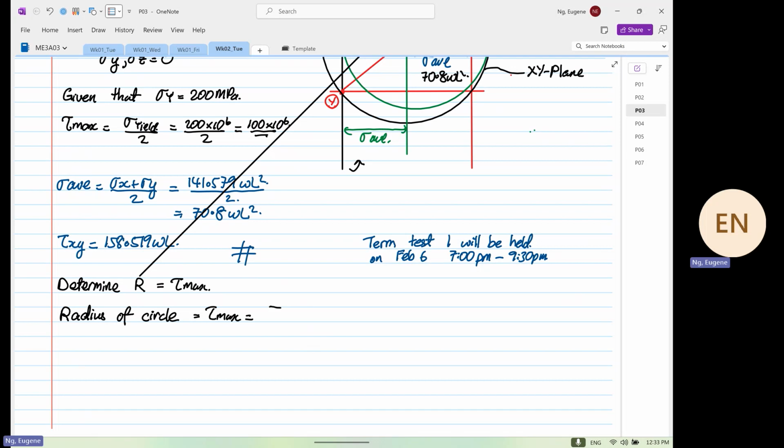will be equal to the square root of 70.8 omega L squared, again plus 158.519 omega L, and then the whole thing squared. And then this whole thing will be equal to 100 times 10 to the power 6.